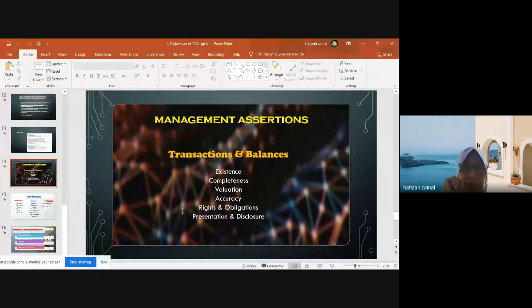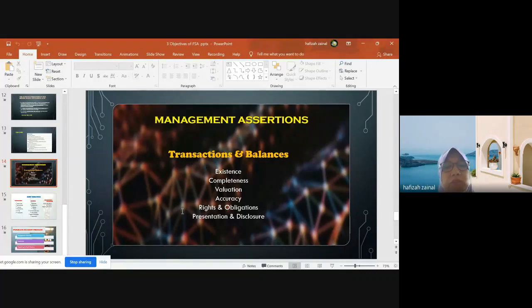It must be in accordance with the respective financial reporting standards. So these are management assertions, meaning that management claims whatever is in the financial position and financial statements exists, is complete, reflects the proper accounting period, is properly valued and accurate, and is all owned by the company. And presentation and disclosure are in accordance with the required regulatory frameworks.